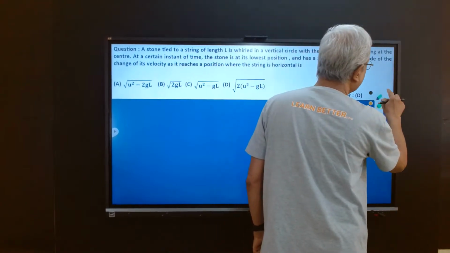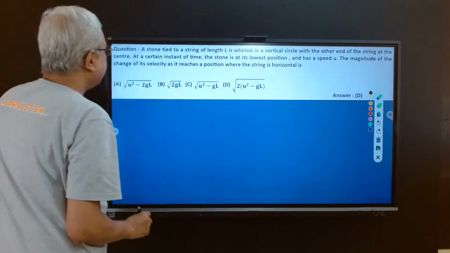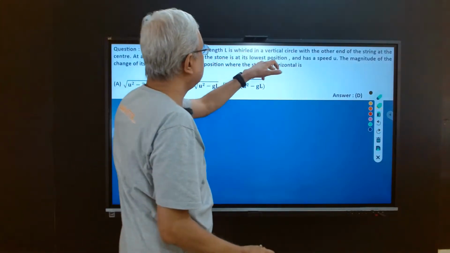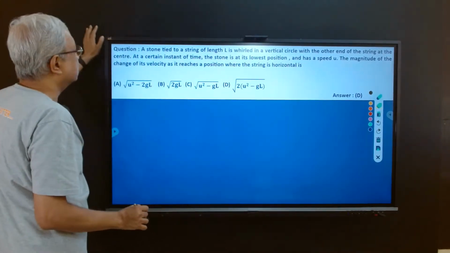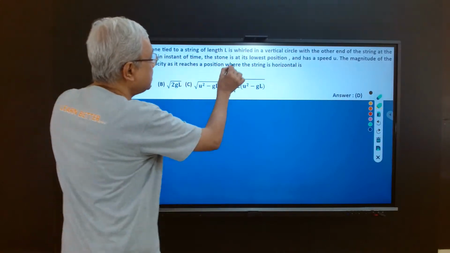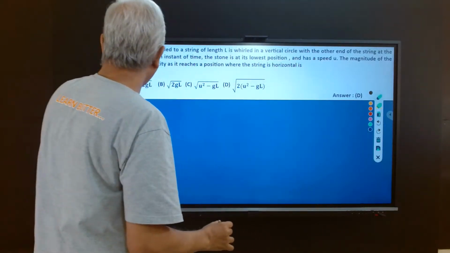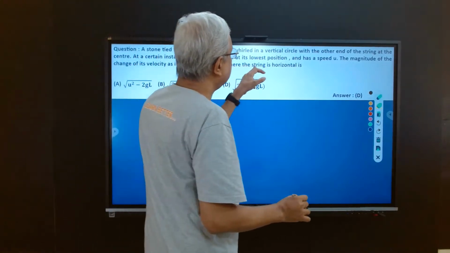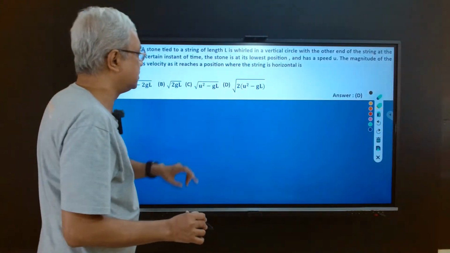What is the problem? Let us see. A stone tied to a string of length L is held in a vertical circle with the other end of the string at the center. At a certain instant of time, the stone is at the lowest position and has a speed u. The magnitude of change of its velocity as it reaches a position where the string is horizontal is which one of the four options? A, B, C, D.